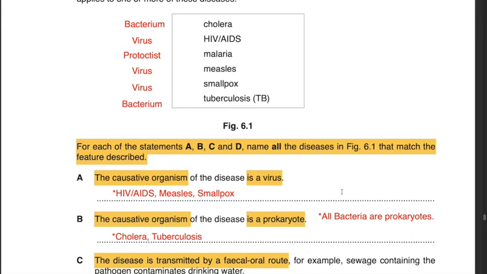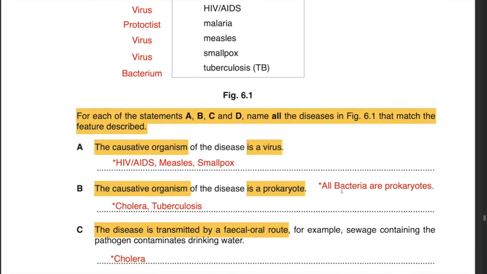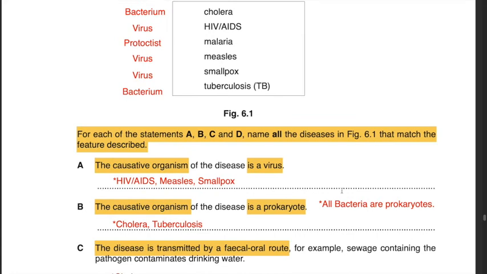For each of the statements A, B, C, and D, name all the diseases in figure 6.1 that match the feature described. A. The causative organism of the disease is a virus. Obviously, if the causative organism is a virus, then you should know that HIV/AIDS is definitely caused by a virus. Measles is caused by a virus known as morbillivirus. Smallpox is caused by a virus known as variola virus. Therefore, you have to mention all the diseases. Hence, you have to write HIV/AIDS, measles, as well as smallpox.